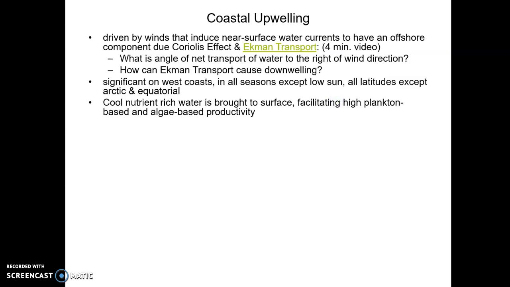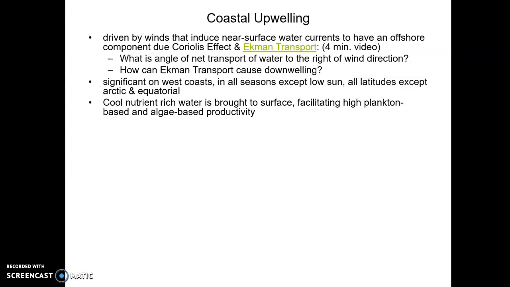Cool, nutrient-rich water is brought up to the surface, and in these settings, that facilitates a high plankton-based and algae-based productivity. So plankton are just these very small organisms, single cellular generally, that conduct photosynthesis. And then algae are also photosynthetic. They're just larger. And so the kind of classic alga that you might be familiar with would be like a kelp on the Oregon coast, if you know a little bit about the coast. And in either case, having cool, nutrient-rich water does facilitate high productivity. And those are the base of the food web.